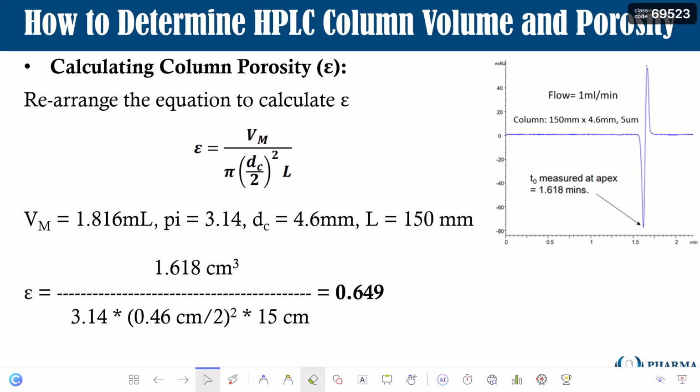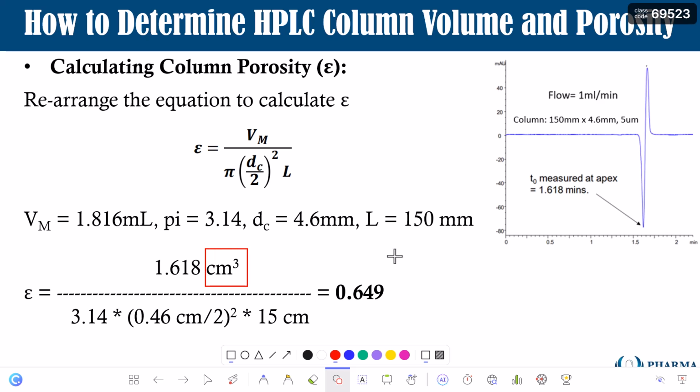This conversion now. See what I did. This 1.618 ml can be written as centimeter cube, if I am not wrong. 1 centimeter by 1 centimeter by 1 centimeter gives me 1 ml. So this is the same unit, but expressed in terms of centimeter cube. I hope you are clear on this point. 1 centimeter cube is equal to 1 ml.